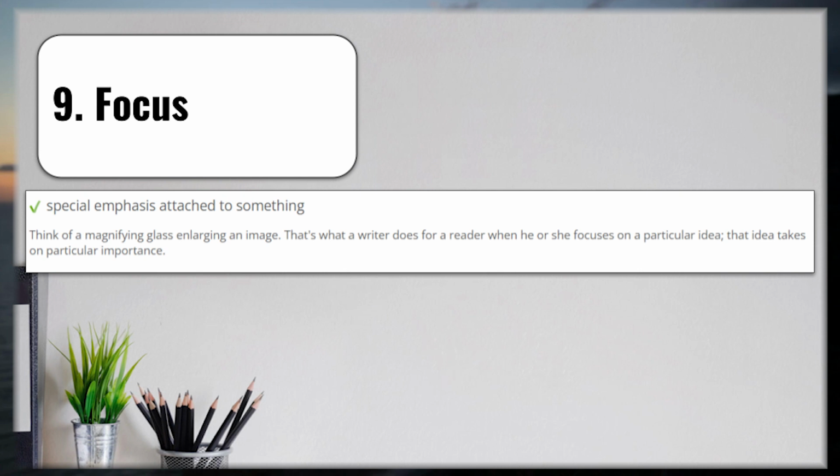Focus, term number 9, is when a special emphasis is attached to something. Think of a magnifying glass enlarging an image. That's what a writer does for a reader when he or she focuses on a particular idea. That idea takes on particular importance. You may see focus paired up with some other words we've looked at. You may be asked to focus on a paragraph and analyze a specific detail in that. You may be asked to focus on the opinion that an author presents in their argumentative essay.